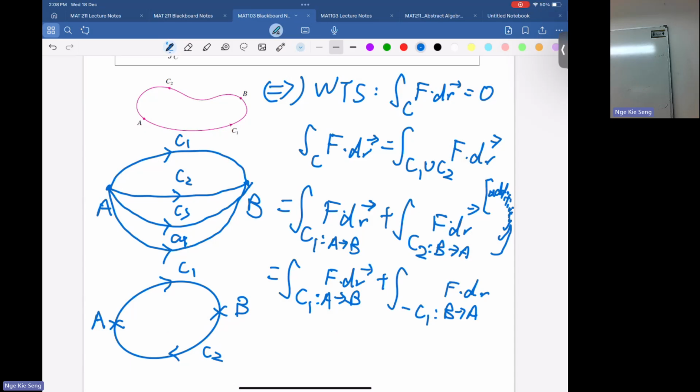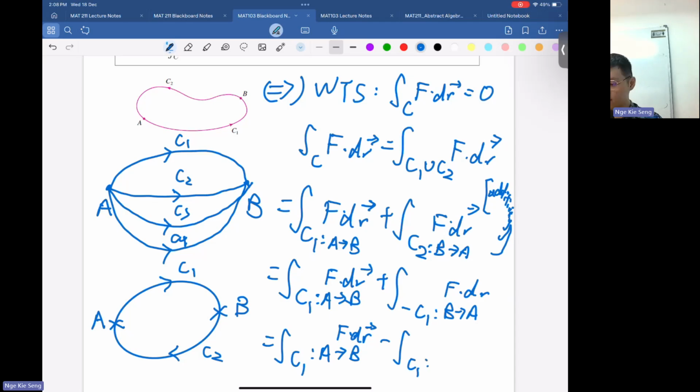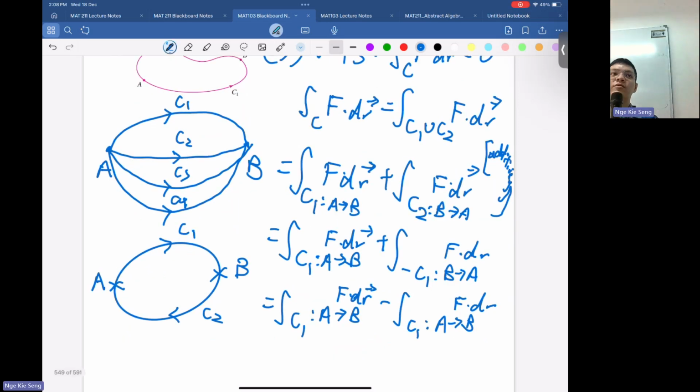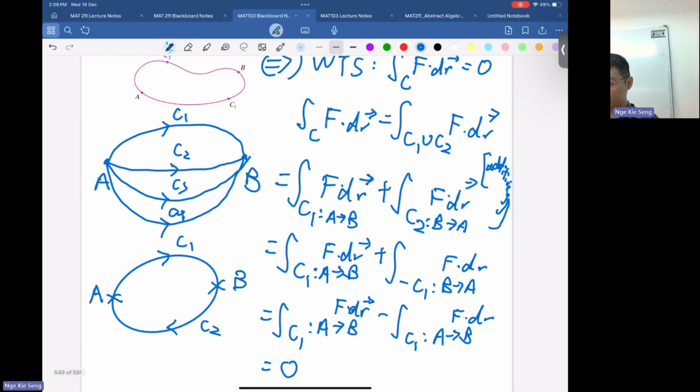So why not choose minus C1? What's the benefit of choosing minus C1? Do you remember how the orientation affects the integral? You can bring out the minus sign. Once you bring out the minus sign, what did you notice here? Actually, you are taking the difference of two same things, so you should get 0. And here we use the assumption, independence of path.